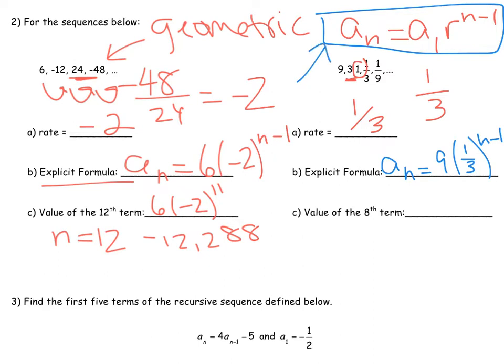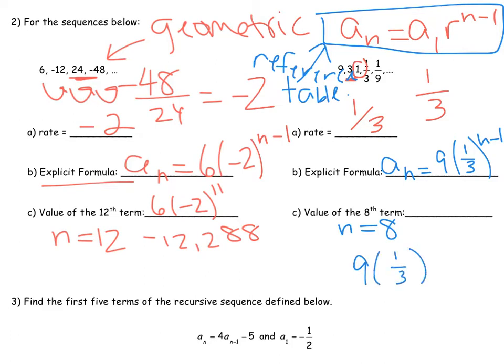This formula here, guys, is given to you on your reference tables. Okay, that's on the reference tables. Alright, and lastly, to find the value of the 8th term, again, we know n is going to be equal to 8, so I'm just going to plug this in. To get the 8th term, I have 9 times 1/3 to the 8 minus 1, which is really to the 7th. And when you put that in the calculator, you get 1 over 243, and that's if I click Math Frac.